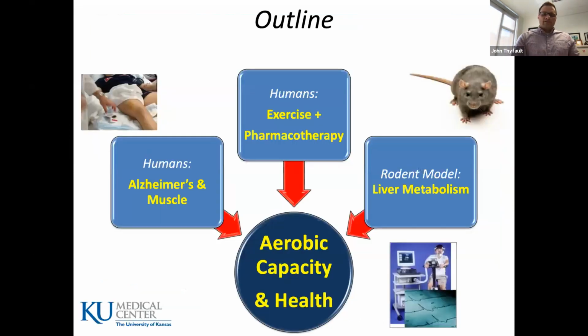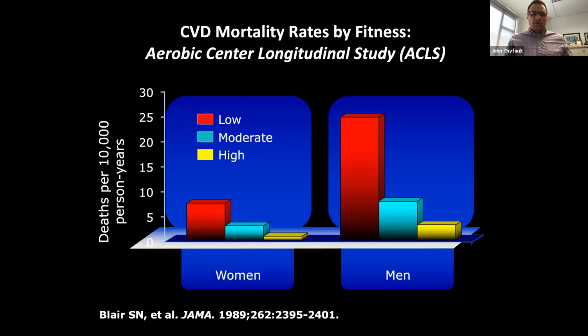There we go. Okay, so my outline today, I'm going to show 3 different lines of research, really focused on the links between aerobic capacity and skeletal muscle health, mitochondrial function and skeletal muscle. And I'll throw some liver in there as well. So we're going to talk about a little bit of early data we have on Alzheimer's and skeletal muscle, some work we're doing on exercise and pharmacotherapy, specifically statins, and then our work on liver metabolism and how skeletal muscle mitochondrial function and metabolism is really important to be synergized with liver metabolism. And all of these things, of course, affect aerobic capacity, which is the best predictor of health.